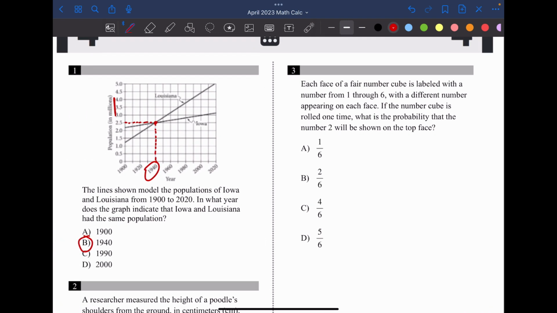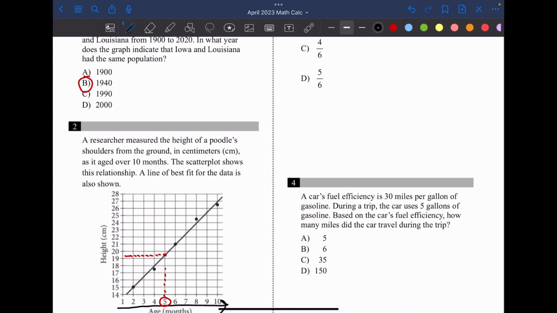Question number 3. Each face of a fair number cube is labeled with numbers from 1 through 6. So basically just a dice. And then with a different number appearing on each face. Yeah, just a dice. If the number cube is rolled one time, so rolled once, what is the probability that number 2 will be shown on the top face? This is pretty simple, but if you have 6 faces in total, and we are looking for one specific number, which is a 2, there is a 1 out of 6 chance that we land on that number. Because 2 is one possibility out of 6 possibilities. So the answer is A. Once again, super simple, this is very basic probability.